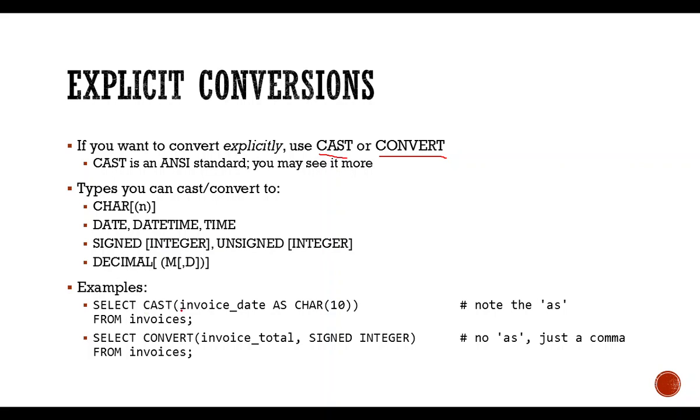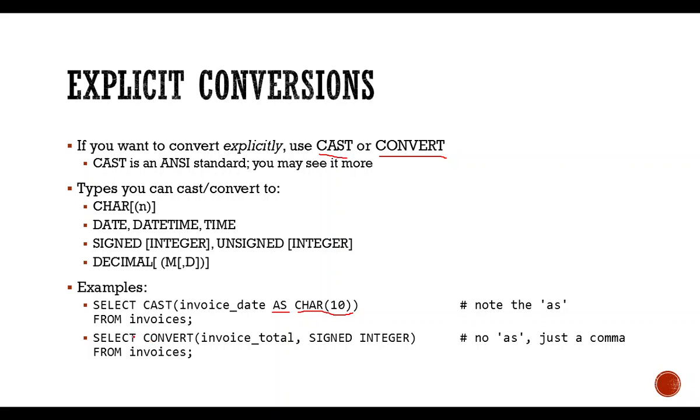And the way that you do it is, if you're going to use cast, you put the thing that you want to convert, and then you have to put the word as, and then you put the data type that you want to convert it to. In this case, it'll convert it to a 10-digit char, which means it will pad it if it needs to with extra digits to make sure that it's exactly 10. Right? So that's an example of a cast.